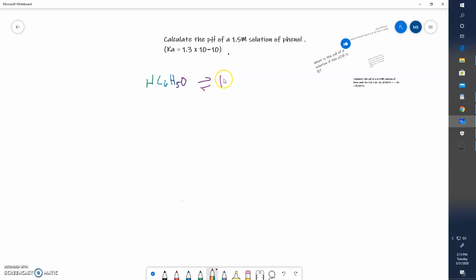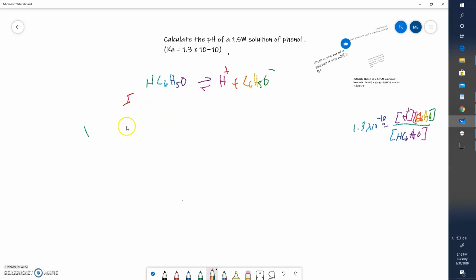All right, so at equilibrium, you have H plus and C6H5O minus. You're going to end up with a Ka of 1.3 times 10 to the minus 10, and the equilibrium expression is going to be H plus times C6H5O minus over HC6H5O. These are all very repetitive. All right, so I have a 1.5 molar solution.